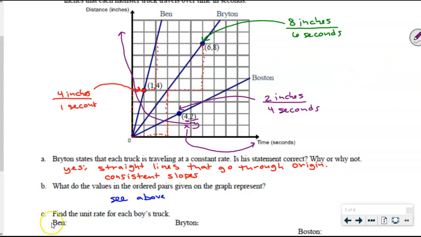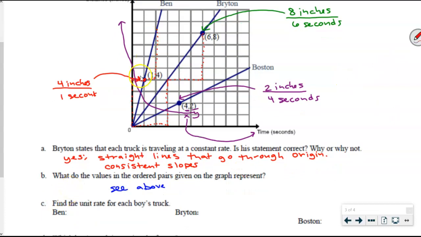Next question, find the unit rate. We've already done the first one. It was given to us as a unit rate. Ben is going 4 inches every second. We need to turn the rest of these into a unit rate. Let's review what that looks like. I need the value to be a 1. I want to know how many inches are they going in 1 second.